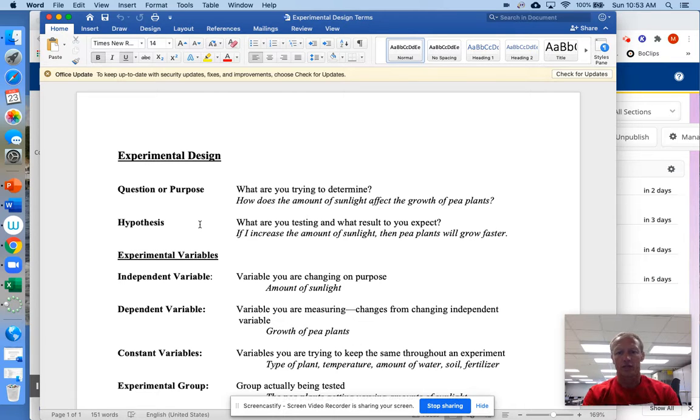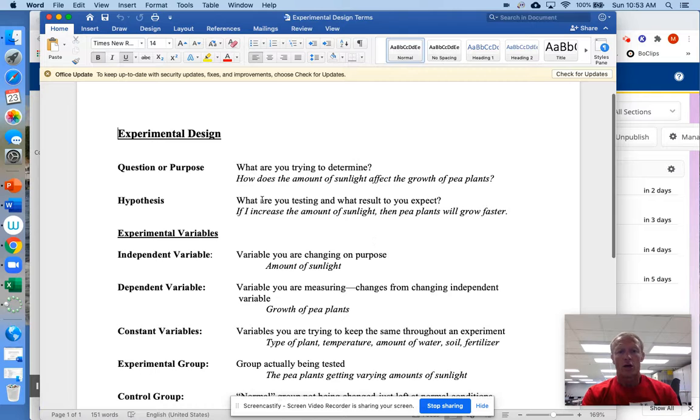Your hypothesis, which you guys know, is what do you expect to get out of it? Okay. So, and whenever you write a hypothesis, it's always an if-then statement. So if I increase the amount of sunlight, then pea plants will grow faster or grow taller. Doesn't mean your hypothesis is correct. More sunlight might not make them grow taller. So there's your start to an experiment.